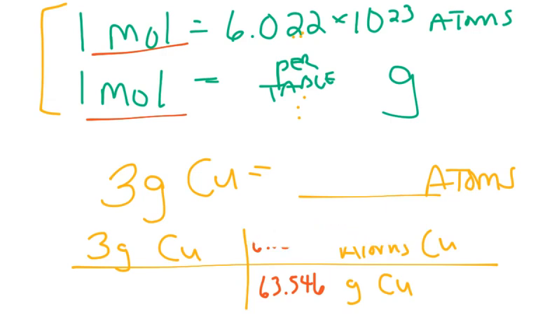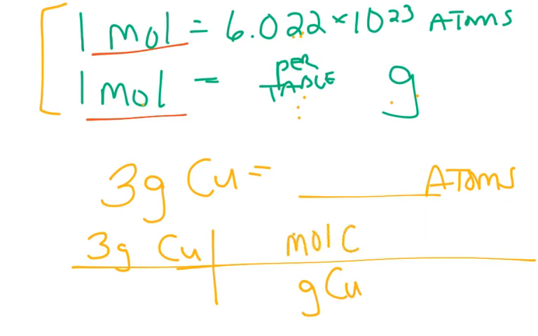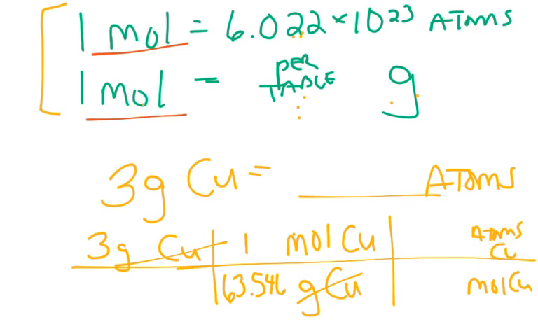My other option, if that's just not the way your brain works, is I can do this as a 2-step conversion. I can't go straight from grams of copper to atoms of copper because I don't have anything that says grams and atoms. So I can use mole as my middleman. And mole is the ultimate middleman. So I can say 1 mole, 63.546 grams. And that gets rid of my grams. Then I can say moles of copper to atoms of copper. Get rid of my moles. 1 mole, 6.022 times 10 to the 23rd.